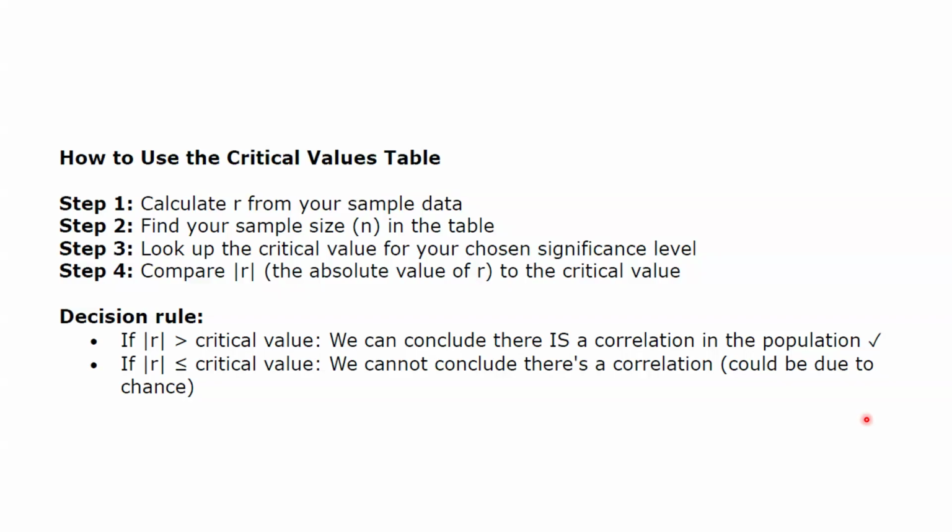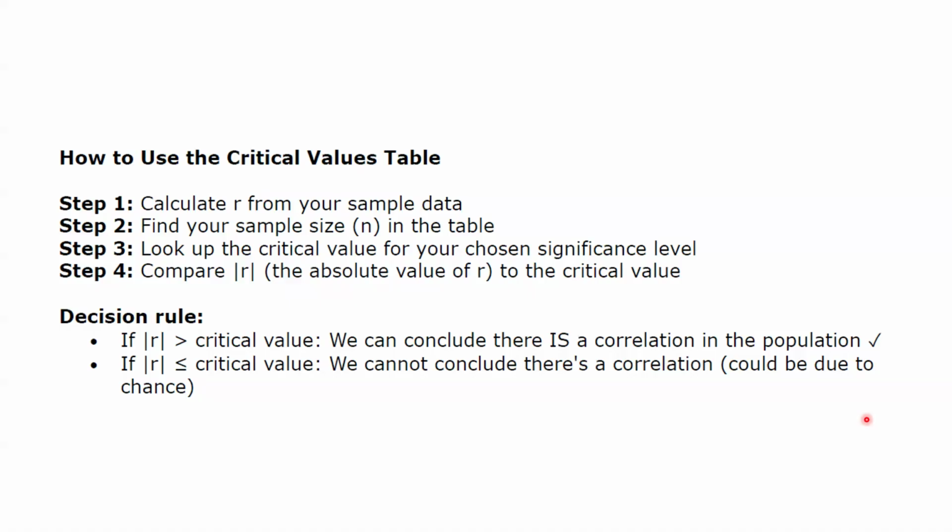After that, you will make a decision, and your decision rule is simple. If the absolute value of R is greater than the critical value, we can conclude there is a correlation in the population. If it is less than or equal to the critical value, we cannot conclude there's a correlation. It could just be due to chance.